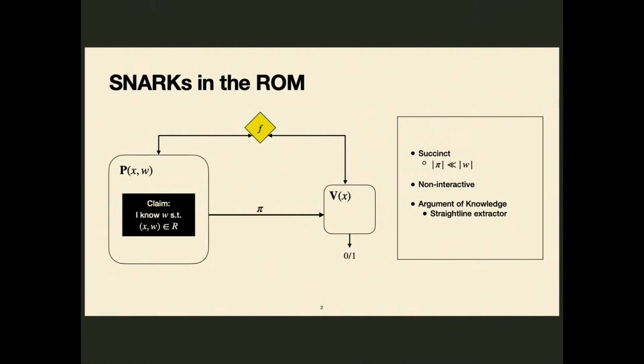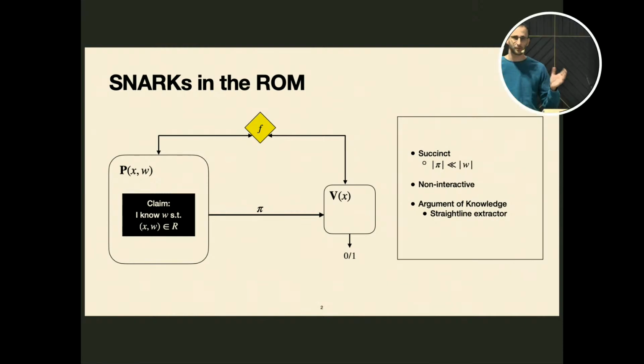In our setting, we have a prover and a verifier. We want a SNARG, so we want it to be succinct: the proof should be much smaller than the witness. We want it non-interactive. We want it to be an argument of knowledge, even with a straight-line extractor. And both prover and verifier have shared access to this random oracle, denoted here by F.